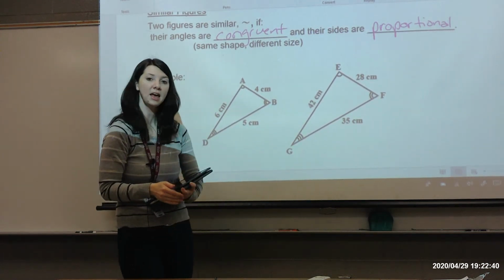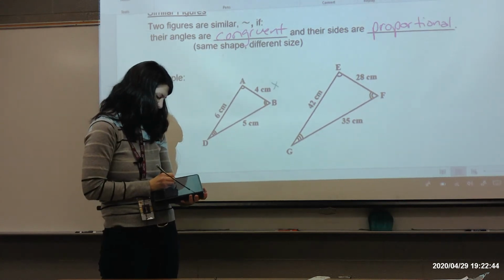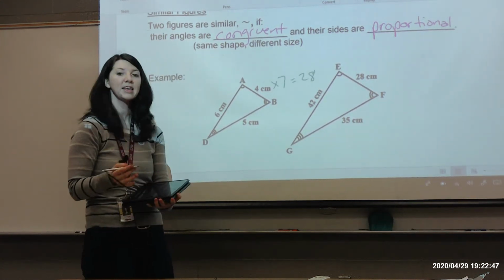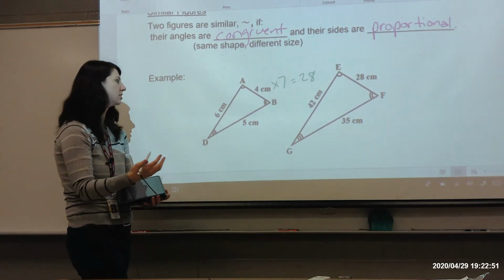Yeah, 4 times 7 is 28. So that means that my scale factor should be 7. But we need to check. Does it work for all of our sides?